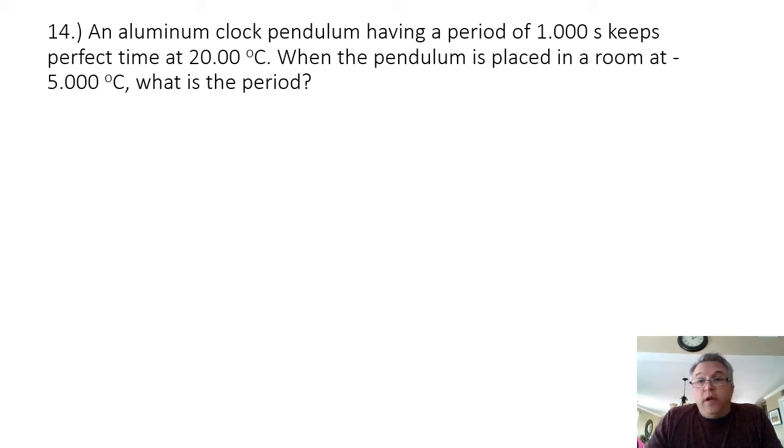We know that when the pendulum is in, or the clock is in a room at 20 degrees Celsius, the pendulum keeps perfect time and the period is 1 second down to 3 decimal places.